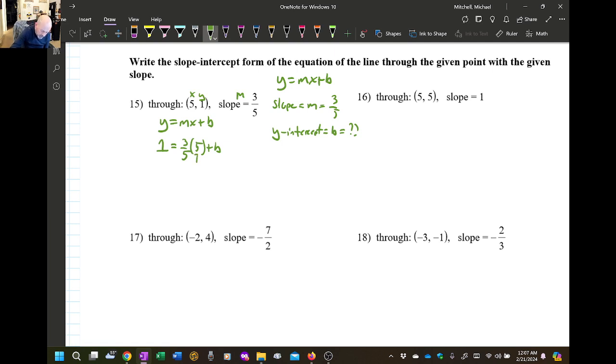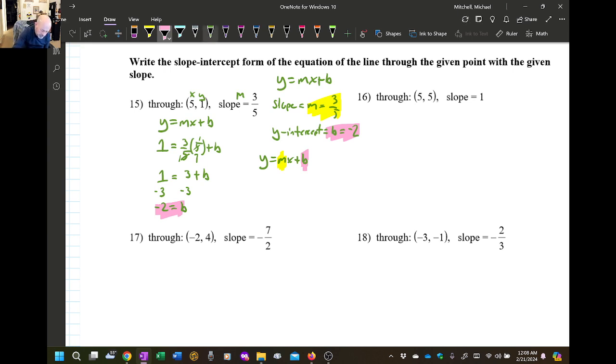So this is 5 over 1. 5 and 5 reduced to 1 and 1. You can multiply these out differently. I do recommend learning how to reduce fractions. 1 equals 3 over 1, or just plain 3, plus b. Minus 3, minus 3, negative 2 equals b. So now I don't have that question mark anymore. I know it's negative 2. And again, it's back to y = mx + b, putting in your slope and your y-intercept.